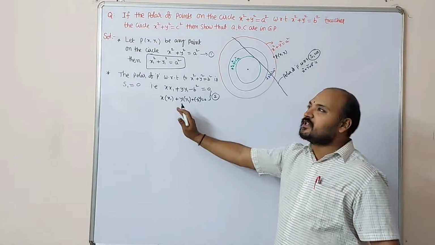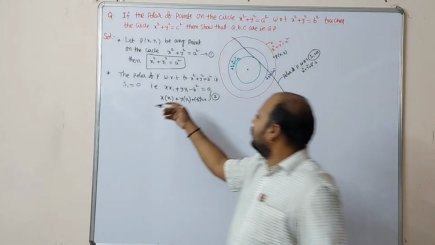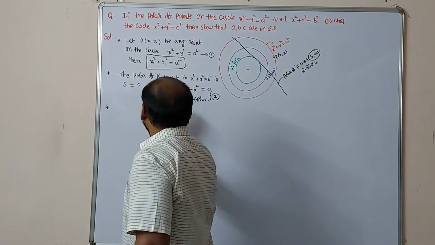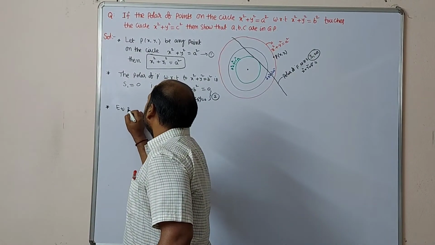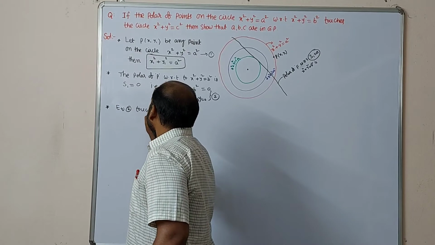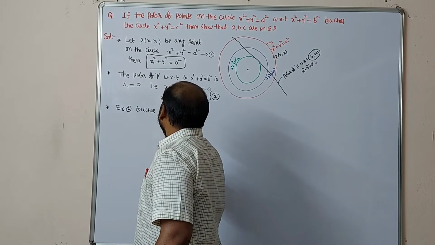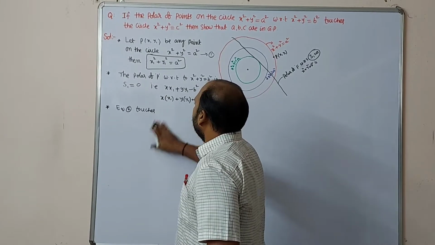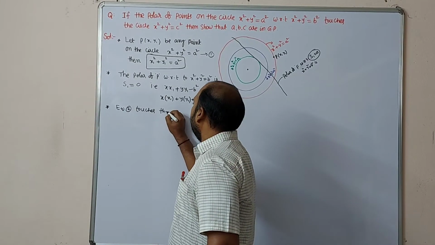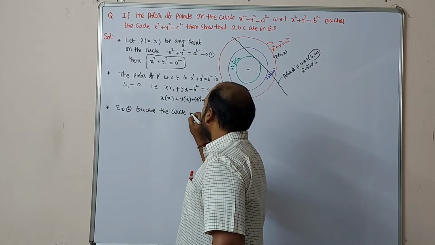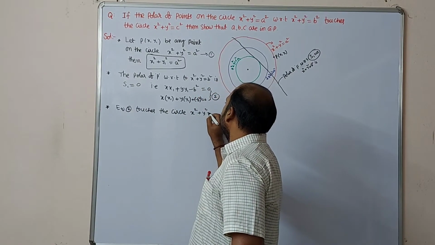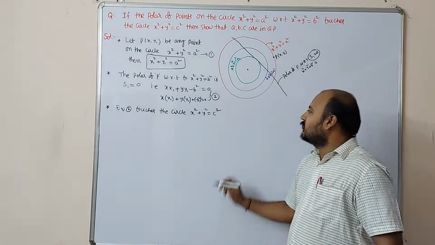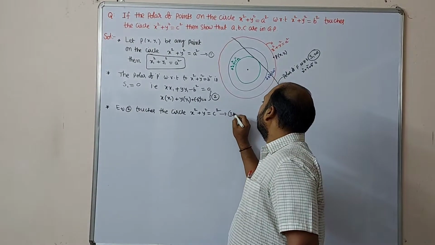This polar equation touches the third circle. Next step, equation 2 touches equation 3. Otherwise, write clearly, equation 2 touches the circle x square plus y square is equal to c square, the third circle.